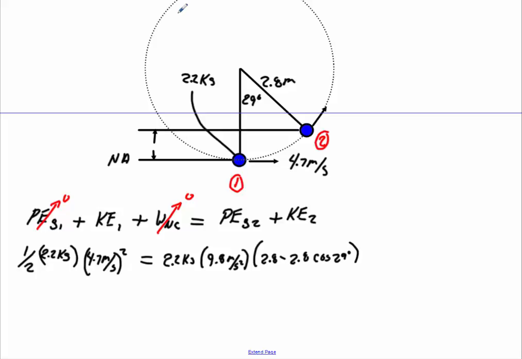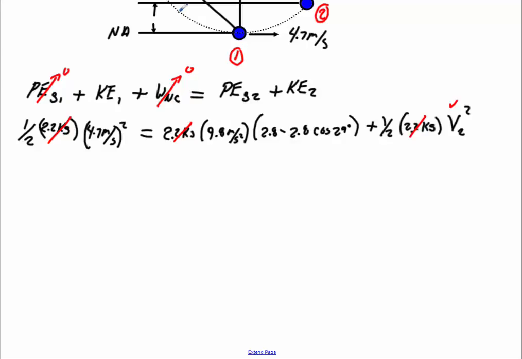That's my gravitational energy, plus the kinetic energy I have, which will be 1/2 times 2.2 kilograms times the velocity I'll have at 2 squared. Now, I would go ahead and cancel out the masses. I can cancel out here, here, and here. Now all I have to do is solve for my velocity right here. And when I do that, I will start rewriting this.